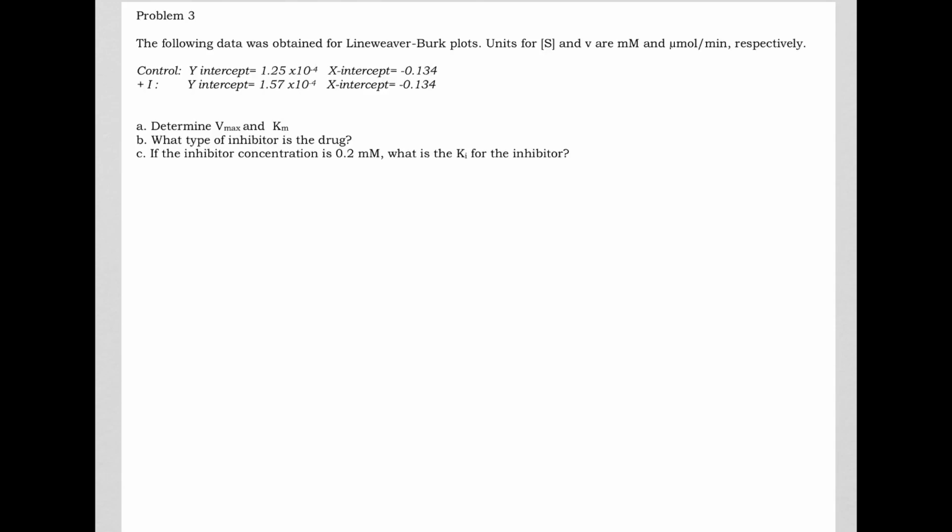Problem 3, the following data was obtained for Lineweaver plots. Units of S and V are millimolar and micromole per minute respectively. So here we have our y and x intercepts for the control, and y and x intercepts in the presence of the inhibitor. Question A, determine Vmax and Km. Question B, what type of inhibitor is the drug? Question C, if the inhibitor concentration is 0.2 millimolar, what is the inhibition constant, Ki, for the inhibitor?